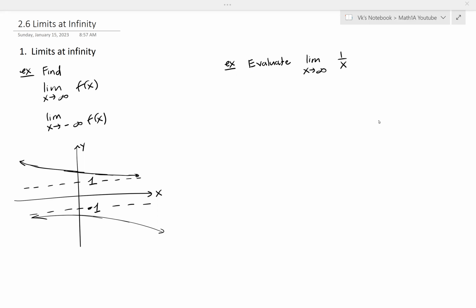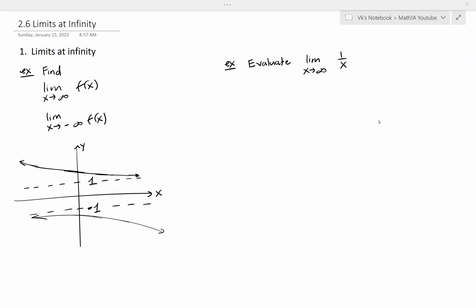Today we explore lesson 2.6, limit at infinity. Number one, limit at infinity. Let's take a look at two examples. In the first example, given the graph below, find the limit as x approaches infinity of f(x).